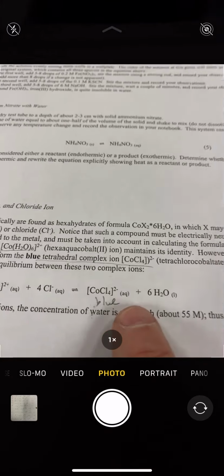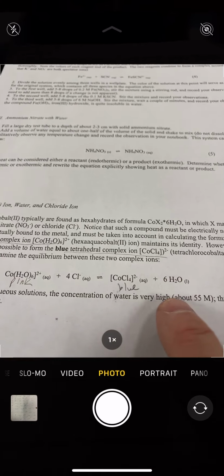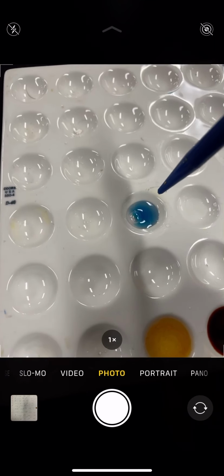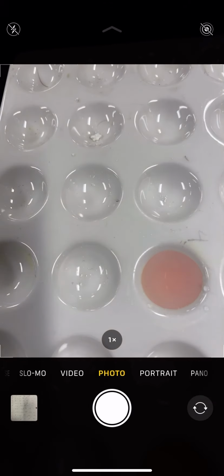So now it says to add water, and when you add water, water is a product. Water is going to shift it back to the left. So let me get some water. Here I have a bottle of, sorry, got to use both hands. This is a bottle of deionized water. Of course, water is colorless. And I'm going to add water in here, and you'll see what happens. And it went back to pink.